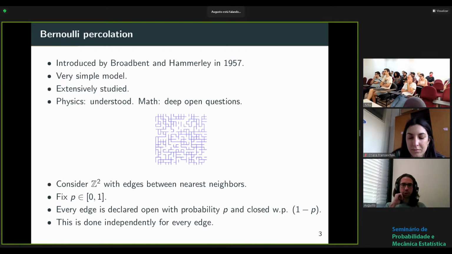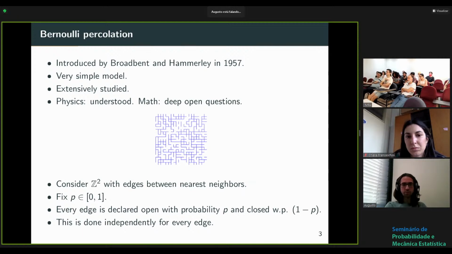So percolation in general, in its simplest form, was introduced by Broadbent and Hammersley in the 50s. It has been studied a lot, both in physics and in math. It's actually a very simple model. In physics, it could be said that it's kind of understood. Physicists understand the model in quite a bit of depth now. And most of these statements from the physics community are still very open from the rigorous perspective. So we're going to see a little bit more what I mean by that.